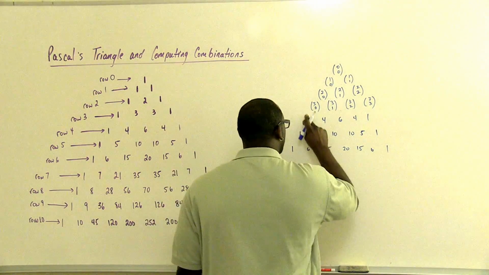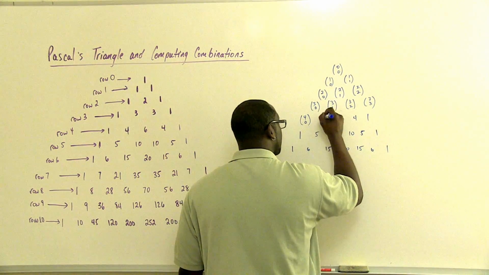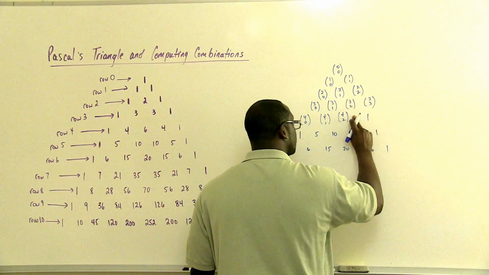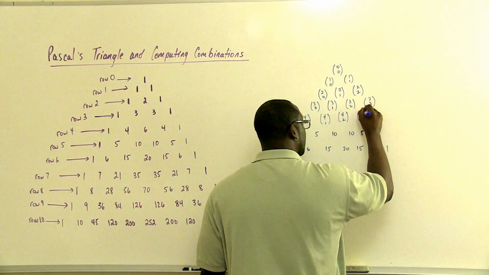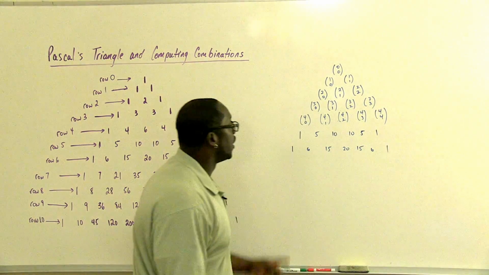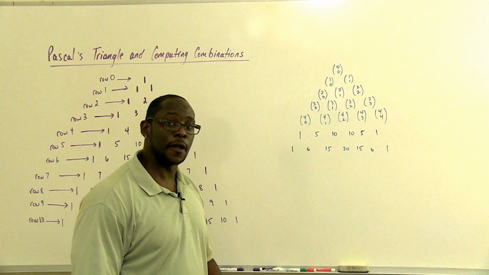And our next row, combination of 4 things taken 0 at a time, 4 things taken 1 at a time, 4 things taken 2, 4 things taken 3, and 4 things taken 4. And as you can see, we could keep going on and on, okay?